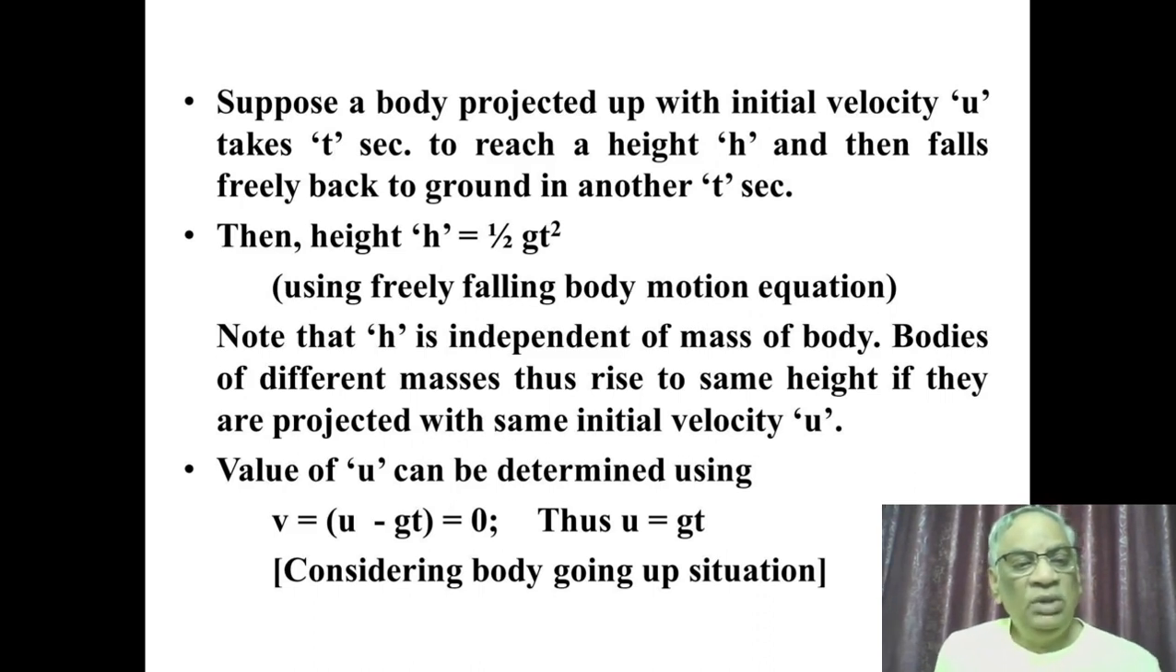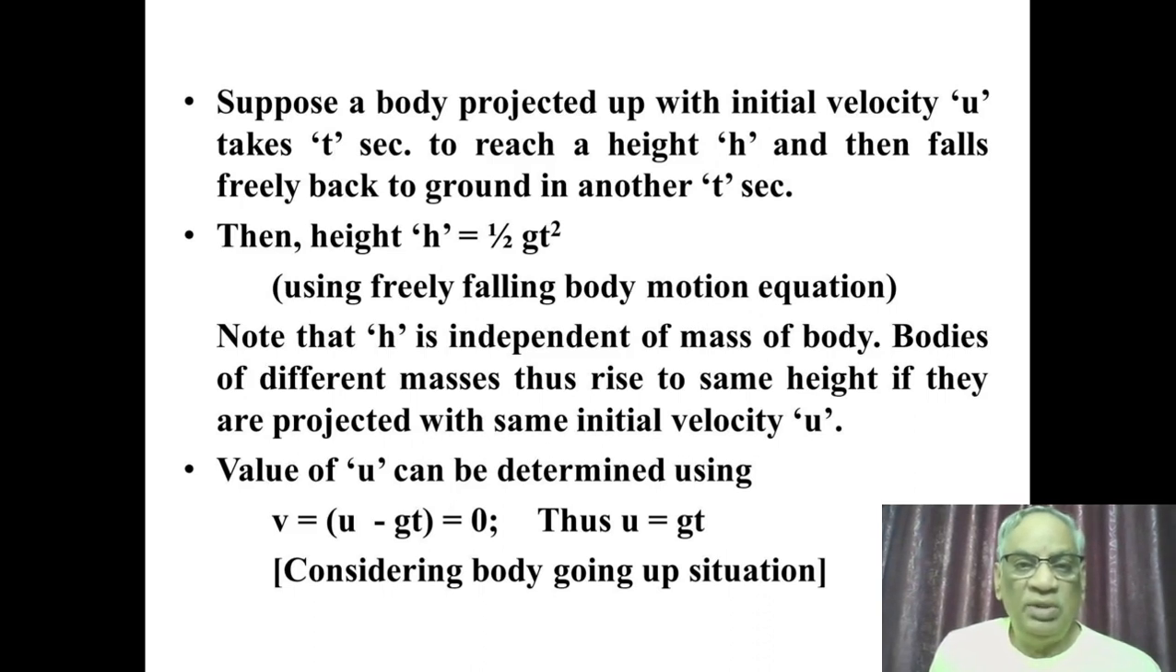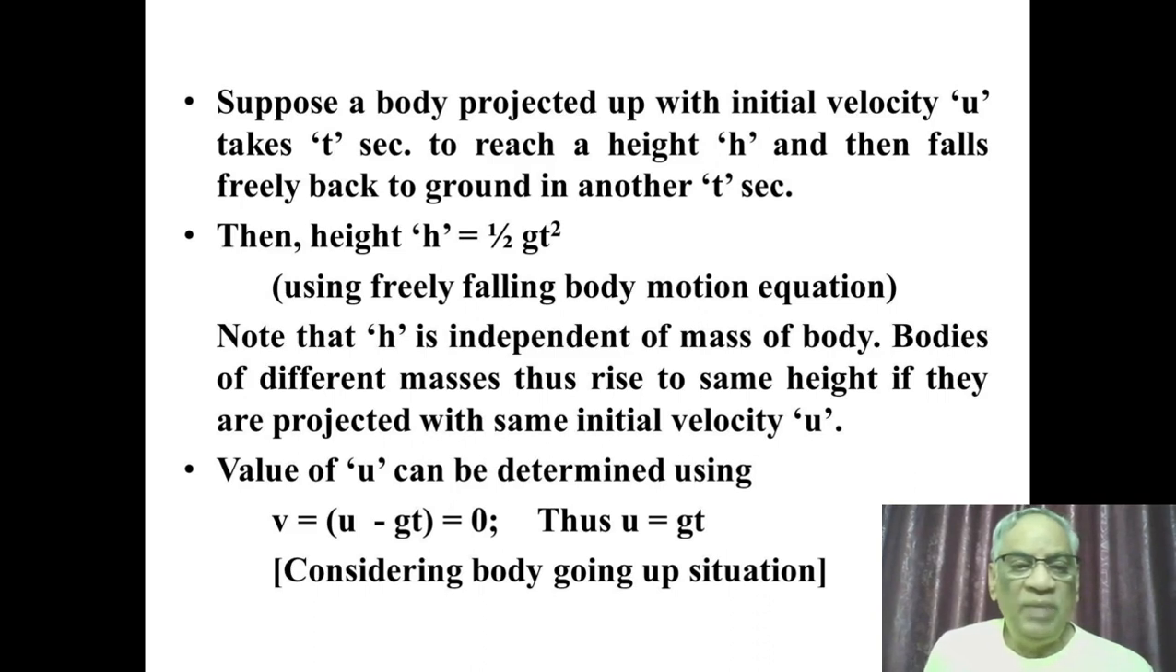Here you note that the height is independent of mass, nowhere are we dealing with mass. Hence, bodies of different masses, when projected with the same initial velocity, reach the same height irrespective of their masses because it is independent of the mass. This is another point we have to remember.